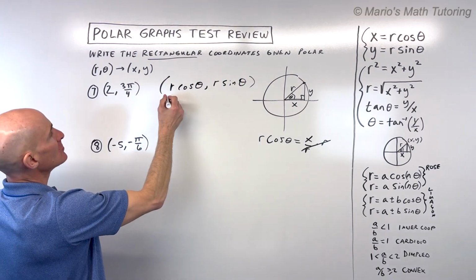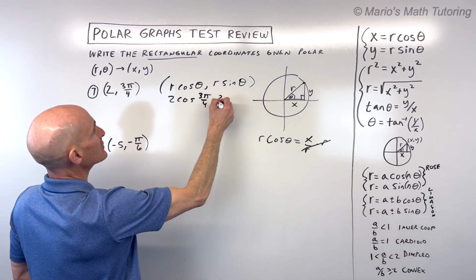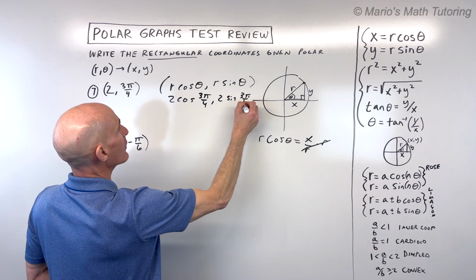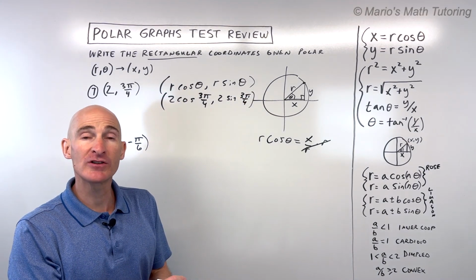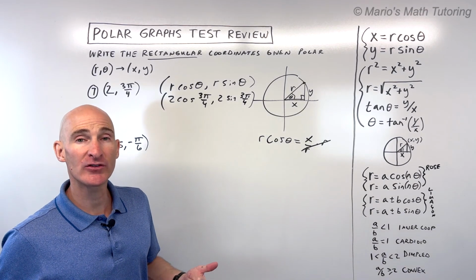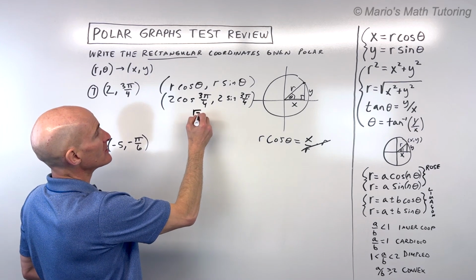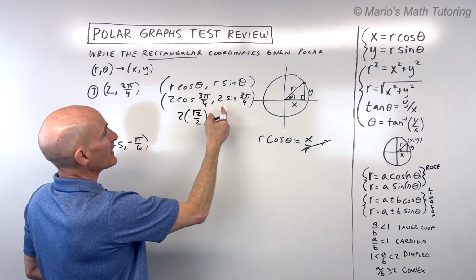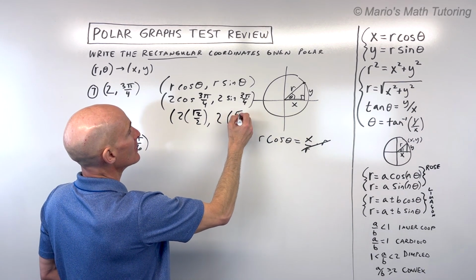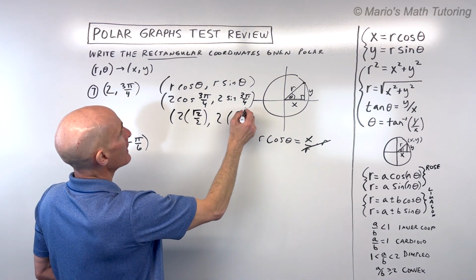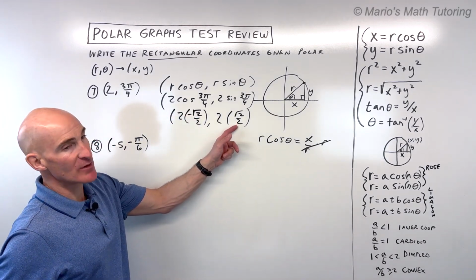So r is 2 times the cosine of 3 pi over 4, and 2 times the sine of 3 pi over 4. Now here's where you want to be real comfortable with the unit circle. If you need to, you can reference my unit circle videos on my Mario Math Tutoring YouTube channel. At 3 pi over 4, cosine, the x-coordinate, is going to be root 2 over 2. And sine of 3 pi over 4 on the unit circle, that y-coordinate is also root 2 over 2. But for cosine, we're in the second quadrant, so that's going to be negative. The sine is going to be positive.